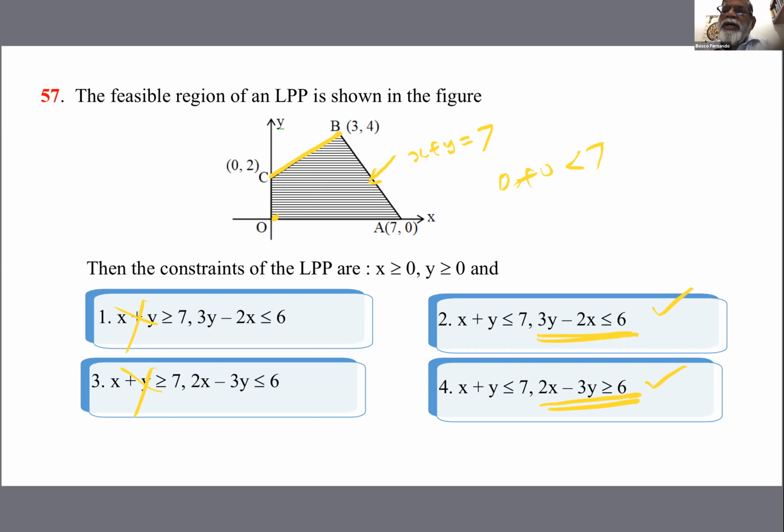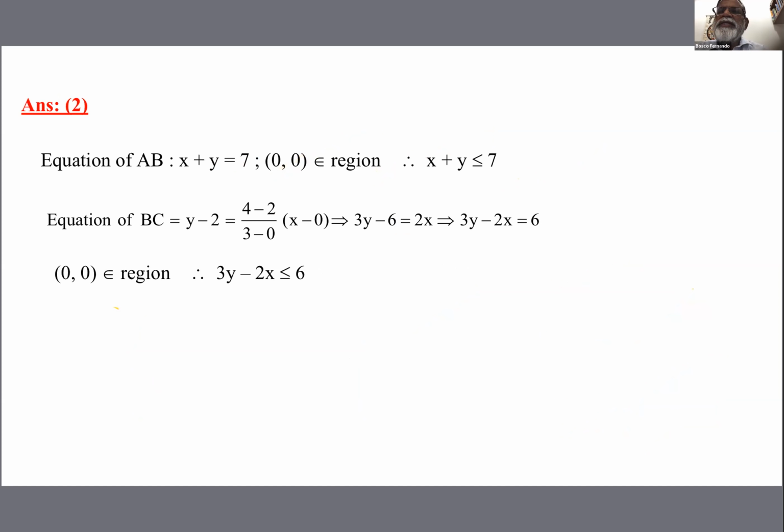So substitute the origin here. When you put the origin here, 0 minus 0 is less than or equal to 6. 0 minus 0 is greater than or equal to 6. This is not valid. This is valid. So option number 2 is the correct answer without fully blowing up the problem. So if you want to fully blow up the problem, here is the solution. You have to find the 2 equations and then see which side of the line the origin comes and determine.